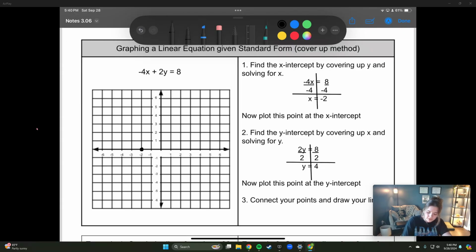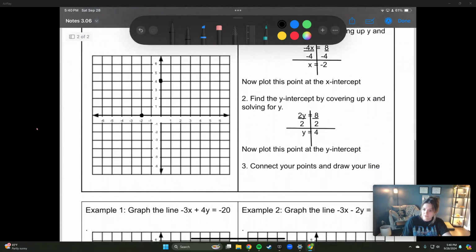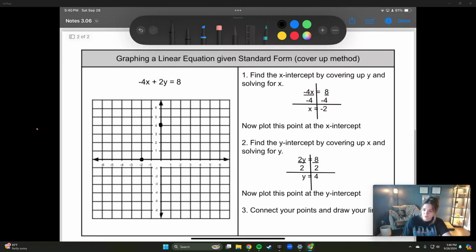Okay. Then it says y-intercept is at 4. So I'm going to plot. I'm going to go to 4. Well, we already knew that, right, from our graph up here. We got the same thing. We said that our y-intercept was 4. Okay? So you can solve it either way.